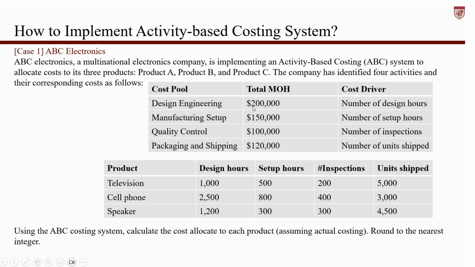To give you a hint, you can first divide the total MOH by the total consumption of each activity, right? So for example, the number of design hours, you would add up all of these 3 design hours across different products to get the activity rate. And then basically you would multiply each design hour with that activity rate to come up with the design engineering costs applied to each type of product. Okay? Likewise for the setup costs, quality control cost, and shipping costs. Okay?